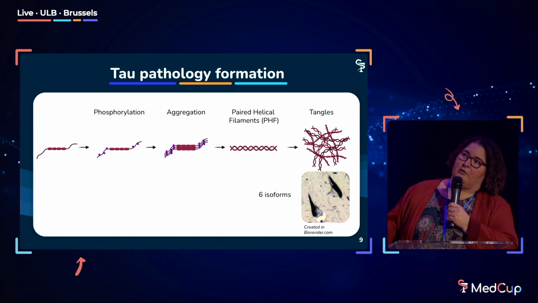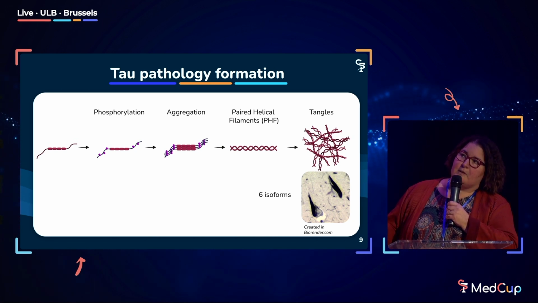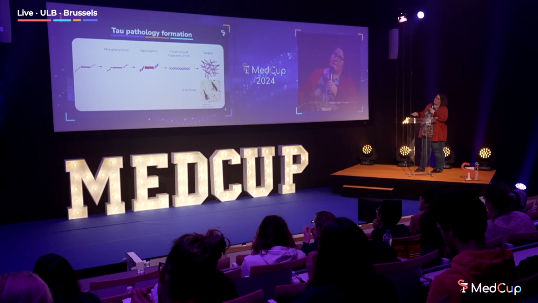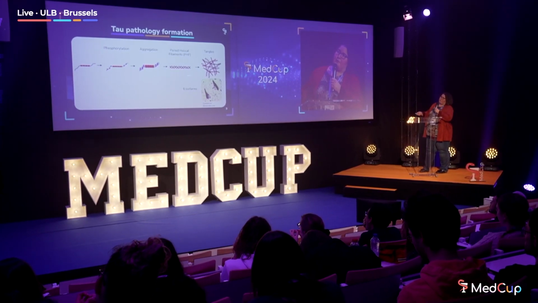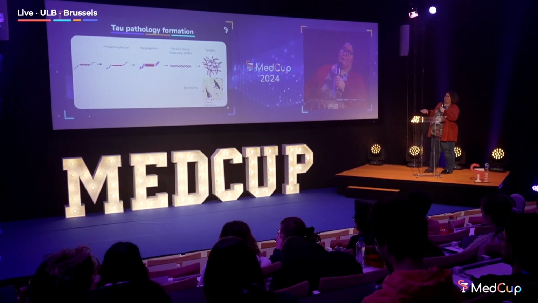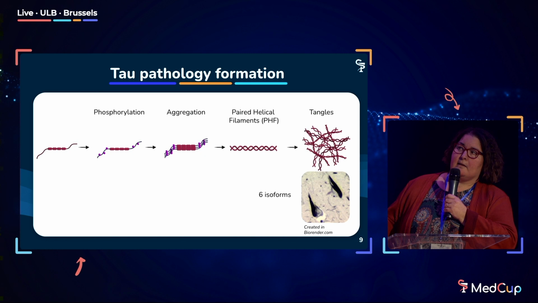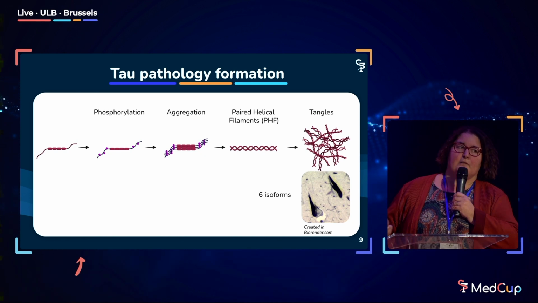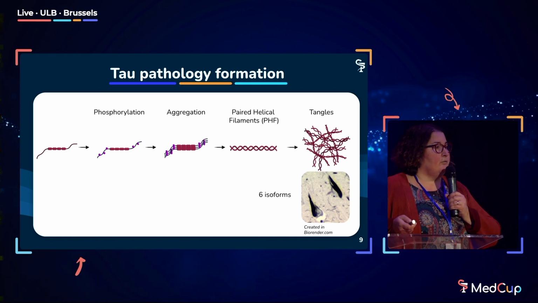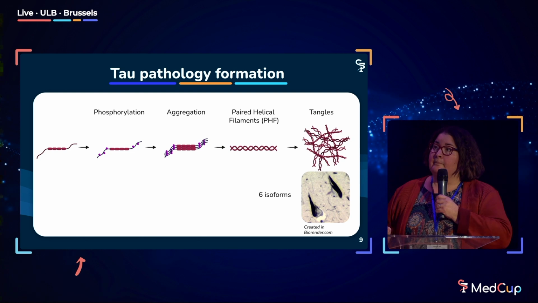Next slide. When we look at the steps for the formation of the pathology, we can see the first step is the phosphorylation. The second step is the aggregation of tau proteins that finally form paired helical filaments. These paired helical filaments accumulate in the cell bodies of neurons to form the tangles. These tangles contain the 6 isoforms of tau that we can find in the adult human brain.